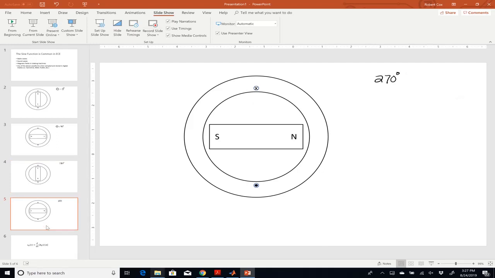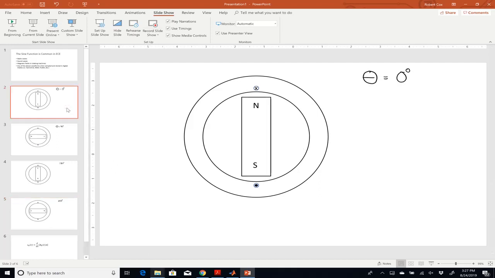So that rotor keeps moving around. And if I waited a little longer, it would come back to this position, which is also, I could say, 360 degrees. Okay? So let's look at this condition for now.